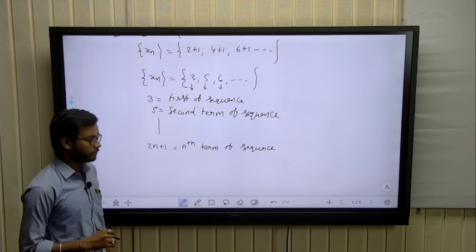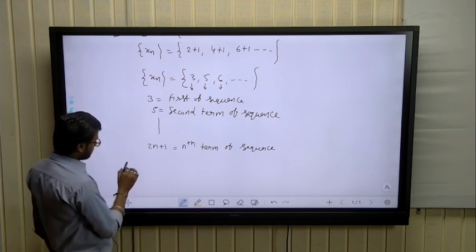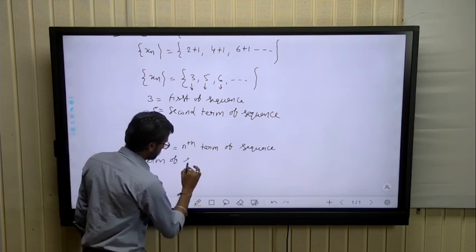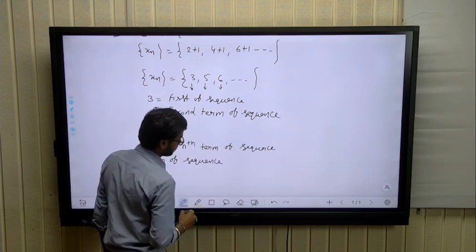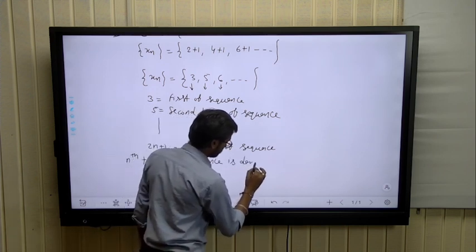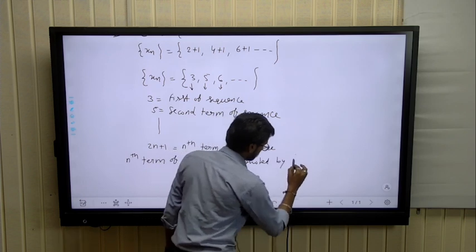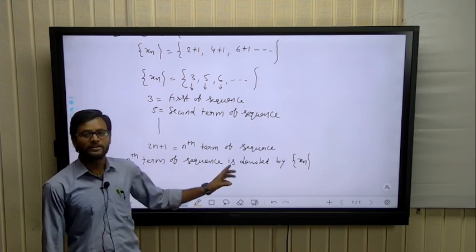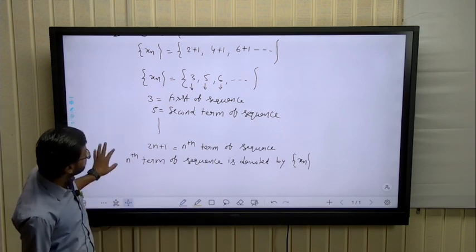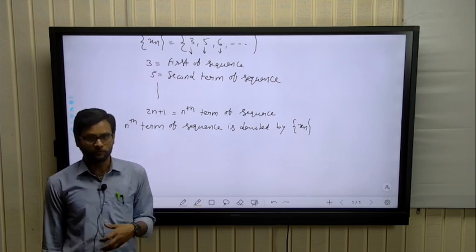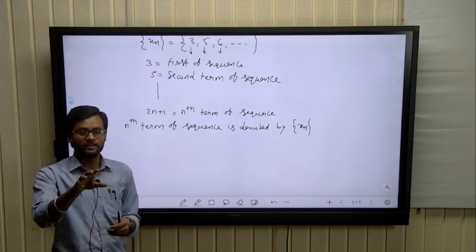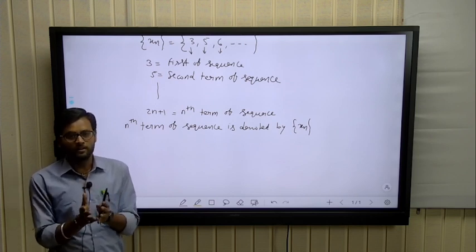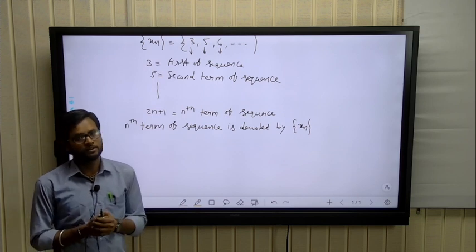Okay, this is the nth term of a sequence, and here it is written that the nth term of a sequence is denoted by xn. Here we study how we write the terms of a sequence. Suppose you give the xn, if you give the sequence, and then I ask what the terms of the sequence are. So this is the general method to write down the terms of a sequence.